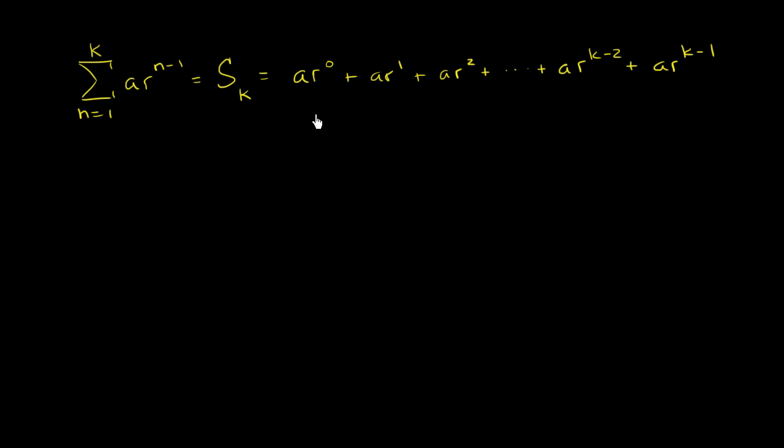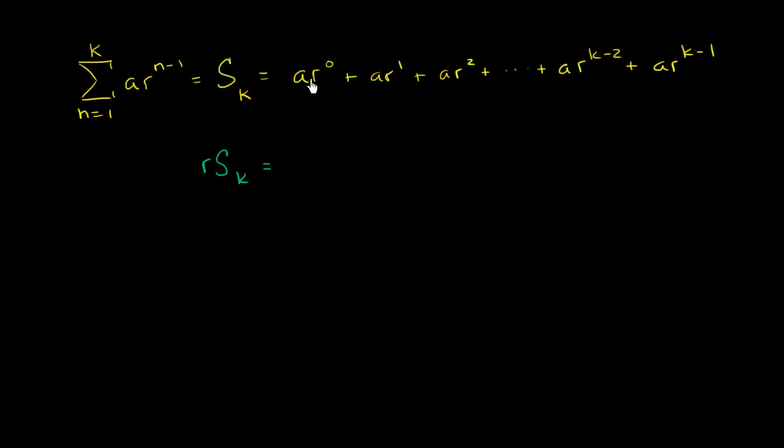Now I want to figure out if there's some easy way to express what the sum is as a function of k. And to do it, I'm going to do a neat little trick. I'm going to multiply both sides of this equation by our common ratio r. So we have r times s sub k is going to be equal to what? Well, I'll just multiply all of these terms times r.